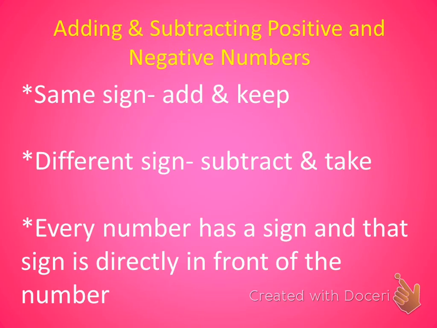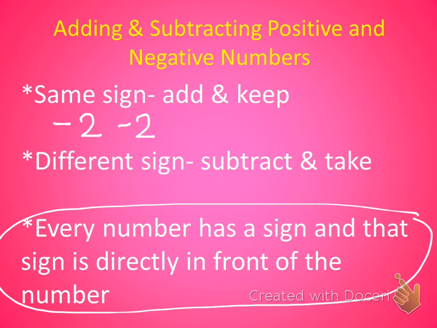All right, so when we have the same signs, that means I have two numbers, so like -2 and -2. Now, we're going to look right down here at this statement where it says every number has a sign, and that sign is directly in front of the number. Because people get caught up. They say, but that's -2 minus 2. No, every number has a sign, and that sign is directly in front of the number. So if I have the same signs, I'm just going to add the two numbers together, which is 4, and I keep the sign that they have.